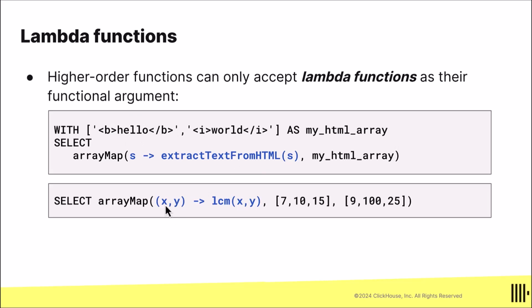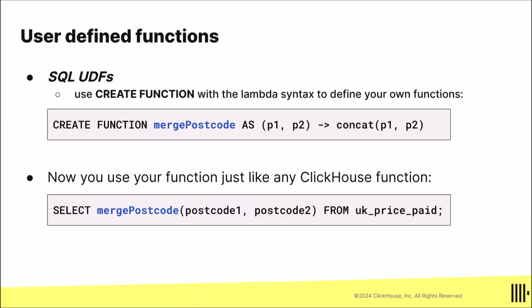Here I'm taking x and y and finding the least common multiple of x and y. That's the mathematical least common multiple, so the least common multiple of 7 and 9 is going to be 63. That's what it's going to do. And this is like you're defining a Lambda function, but you can't really call that function later. If you need a function and you want to call it later, you can create a SQL user-defined function.